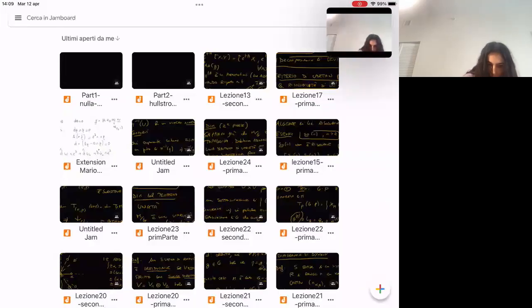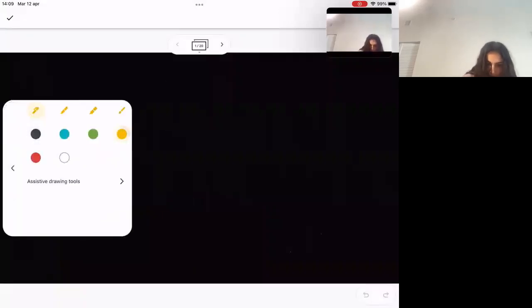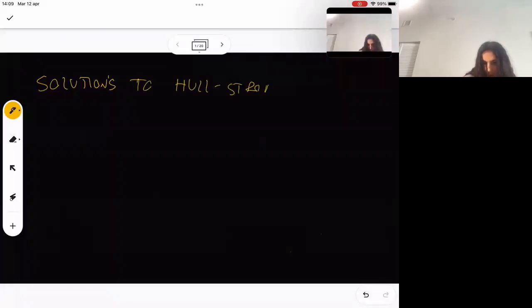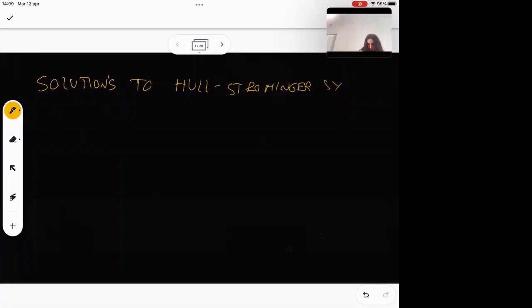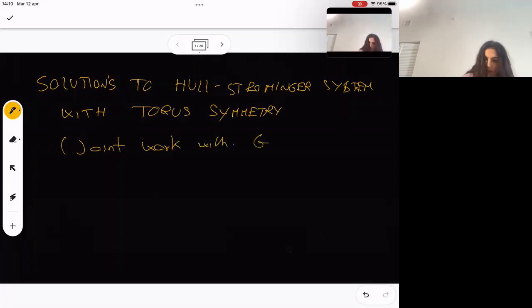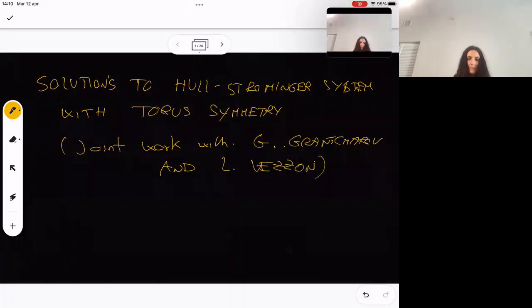So the idea is to talk about solutions to the Hull-Strominger system with torus symmetry, and the construction is joint work with Giuseppe Grantcharov and Weiyi Zhang. So let's start with some preliminaries.